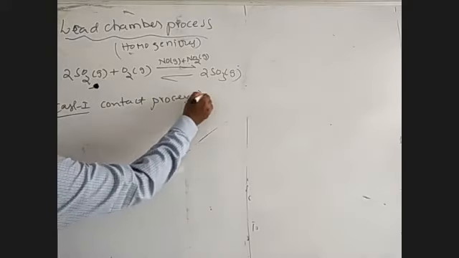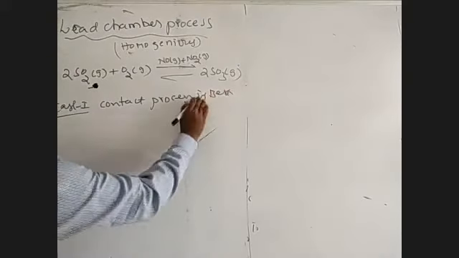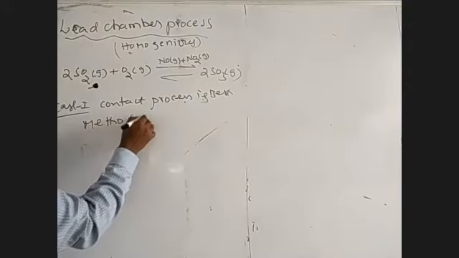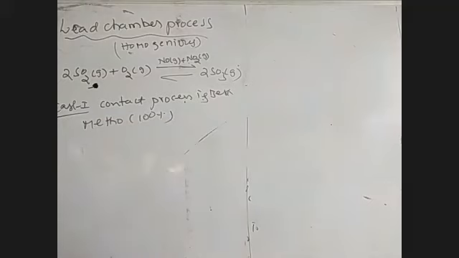Contact process is the best method. 100% H2SO4 can be produced by the contact process. Of the lead chamber process and the contact process, the best method is taken as the contact process.